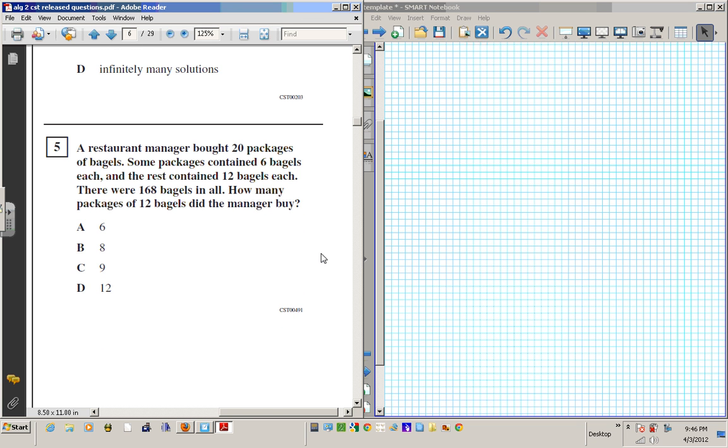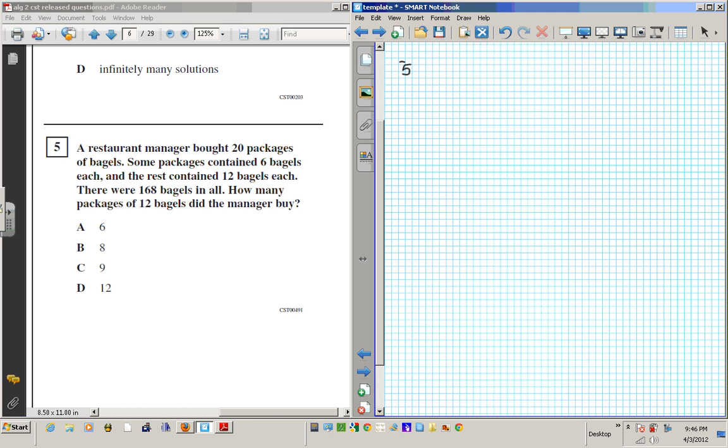It says the restaurant bought 20 packages of bagels. Some packages contain 6 bagels each, and the rest contain 12 bagels each. There were 168 bagels in all. How many packages of 12 did the manager buy? So this is a system of equations problem. We're going to be using packages and the total number of bagels. This is how I'm going to label them.